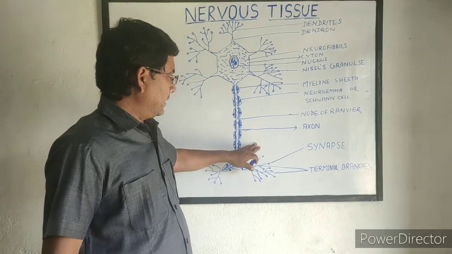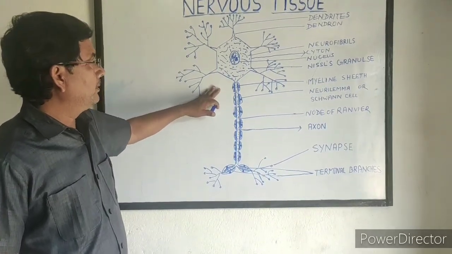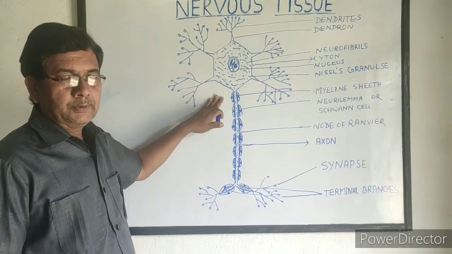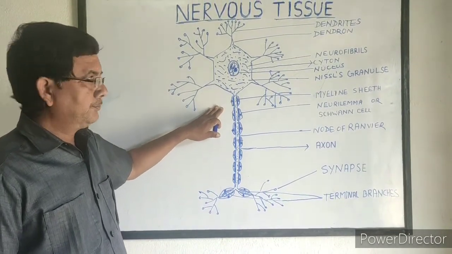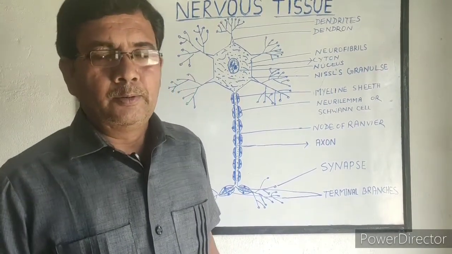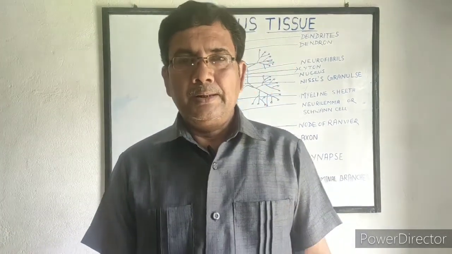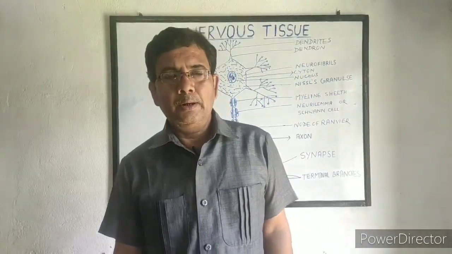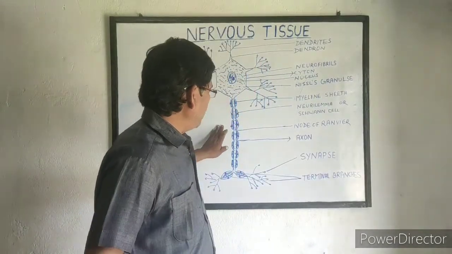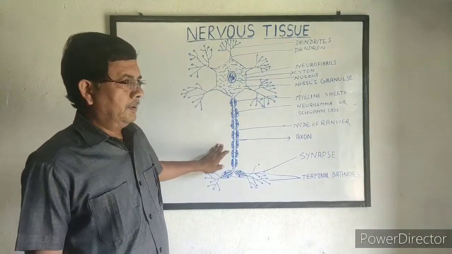So we study the structure of a neuron. Here is the structure of a neuron. Before we study the structure of a neuron, we have to study the types of neuron. There are three types of neuron: unipolar neuron, bipolar neuron, and multipolar neuron. This is the structure of a multipolar neuron.